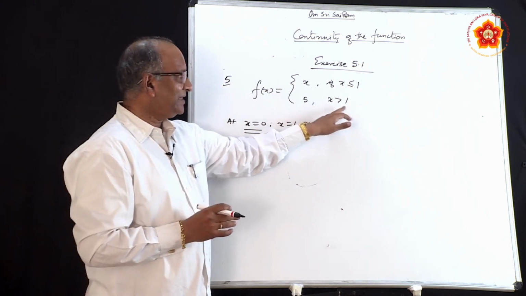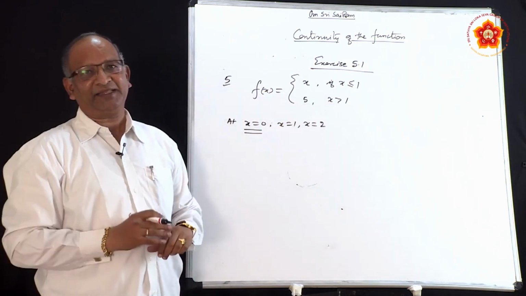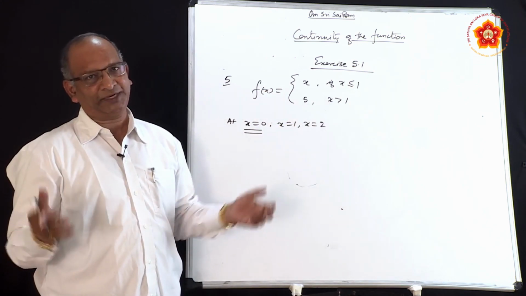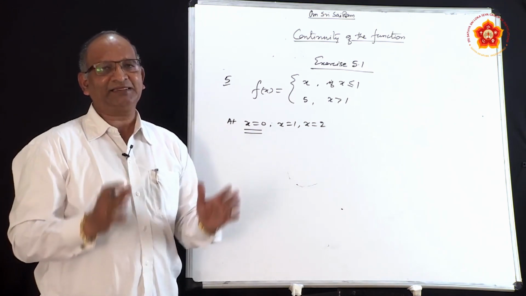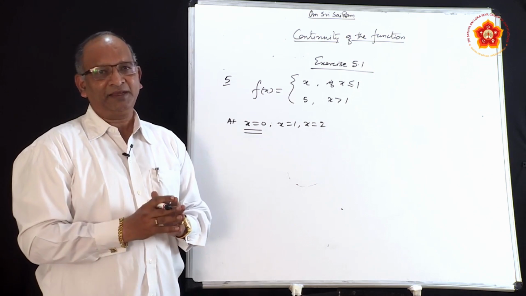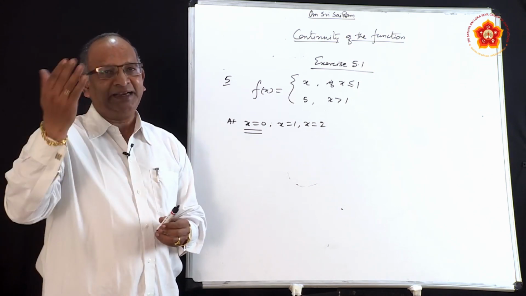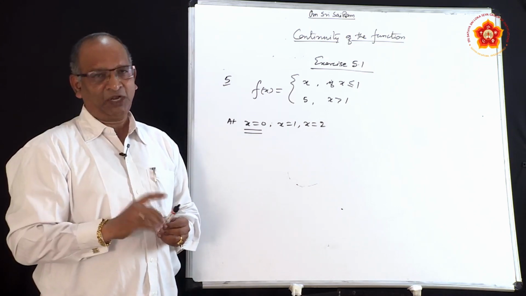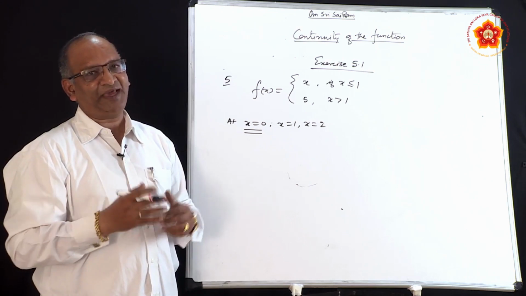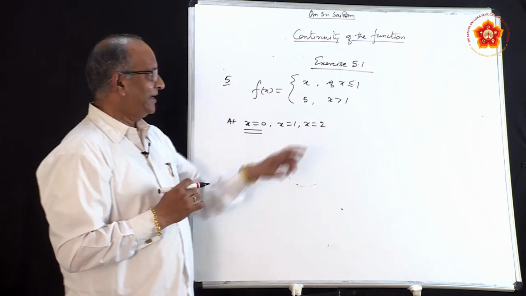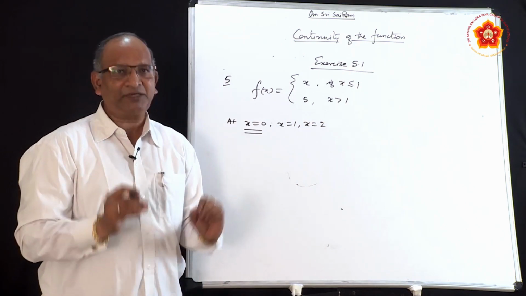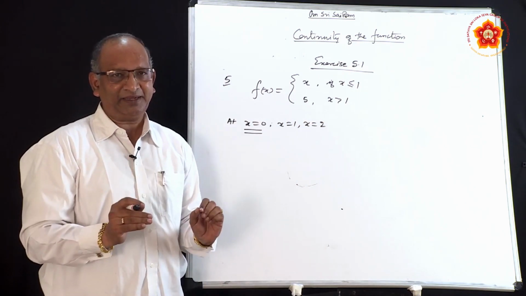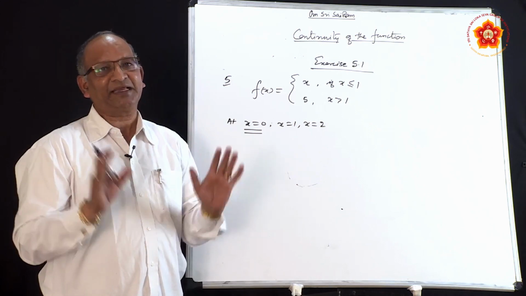For x greater than 1, whatever value you take greater than 1, it is 5 only. So it is also continuous. If at all there are any chances of discontinuity, it happens when the intervals are changed. Now look at the given function and see where the intervals are changed. The intervals are changed at 1. So we actually need to test the discontinuity or continuity at x equal to 1.